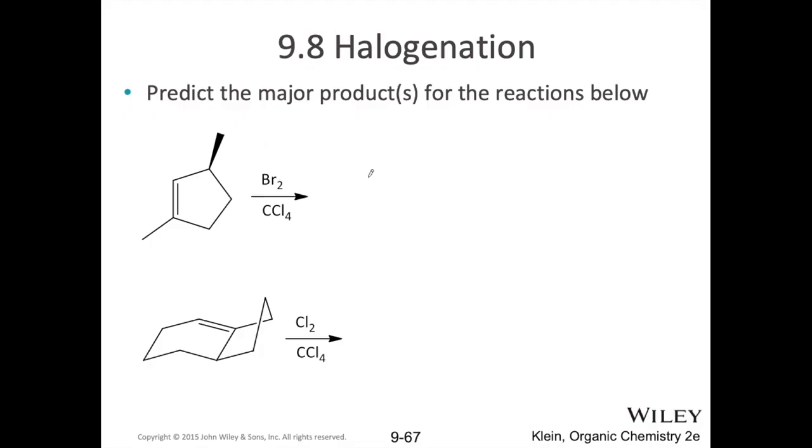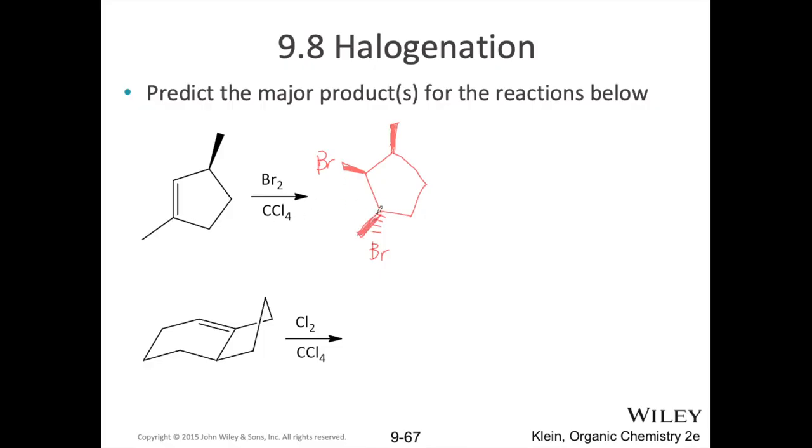Okay, so if we're drawing this molecule here, we have this methyl group sticking towards us. Let's say we add this bromine over here facing towards us. That means this bromine over here is going to be away from us, because remember, it's an anti-addition, so they're going to be trans to each other, which means that this methyl group is going to be pointing towards us.